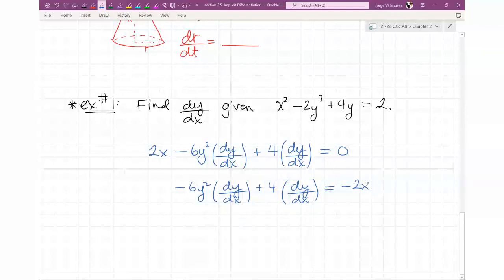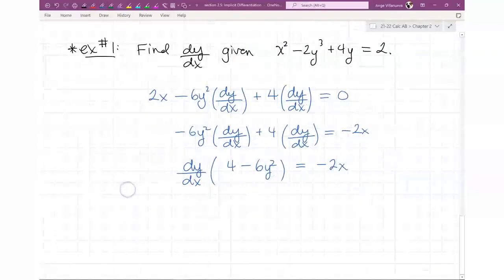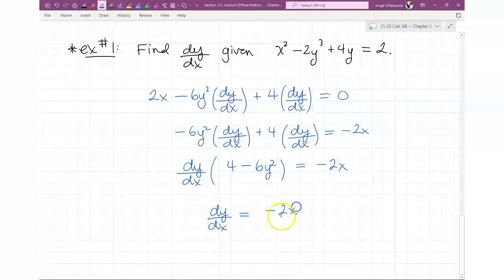So now I'm going to factor out the dy dx term, okay? So dy dx times, I'm going to write 4 minus 6y squared, okay, just to make it positive in the front. So to solve for dy dx, I'm going to have to divide both sides by 4 minus 6y squared. So my final answer here is going to look like this. Negative 2x, 4 minus 6y squared on the bottom. And there's my derivative of that function.